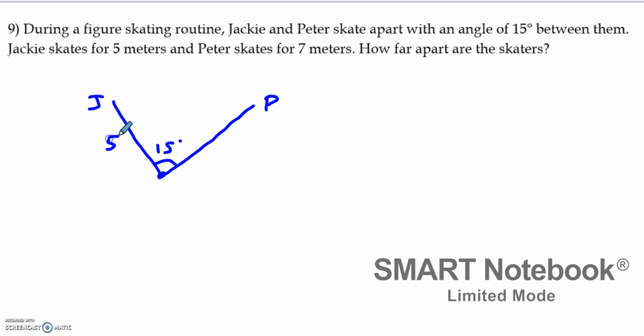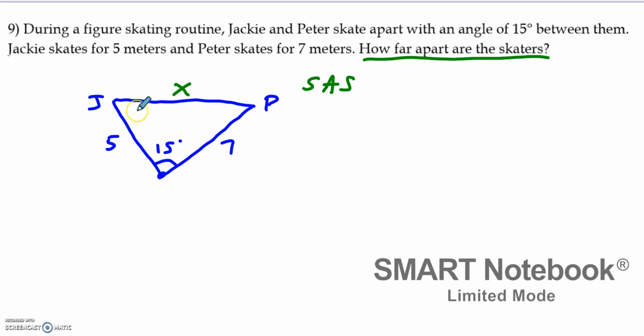Jackie skates for 5 meters in one direction, Peter skates for 7 meters in the other direction. And if I close my triangle, my goal is to figure out how far apart the skaters are. So at this point in time, how far apart are they? If I look at my oblique triangle that I drew, I'm either going to apply the law of sines or cosines. And so I know I have side angle side. And so you want to ask yourself if that's enough for the law of sines, or if I have to use the law of cosines.